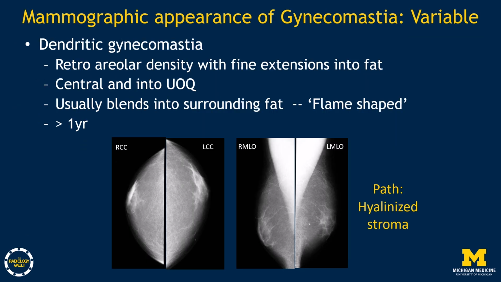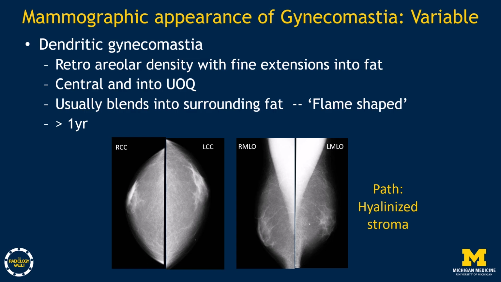The appearance of gynecomastia is variable. The images here demonstrate dendritic gynecomastia, an example of retroareolar density with fine extensions into the fat. It is typically centrally retroareolar and can extend into the upper outer quadrants. It usually blends into the surrounding fat, and so it's been given the name flame-shaped. And in general, this is the appearance when the gynecomastia has been present for more than 1 year.